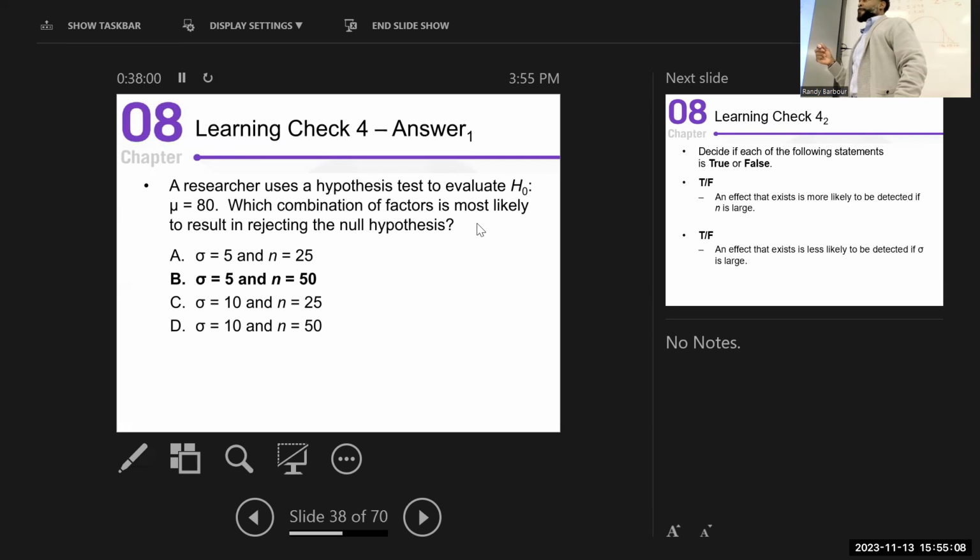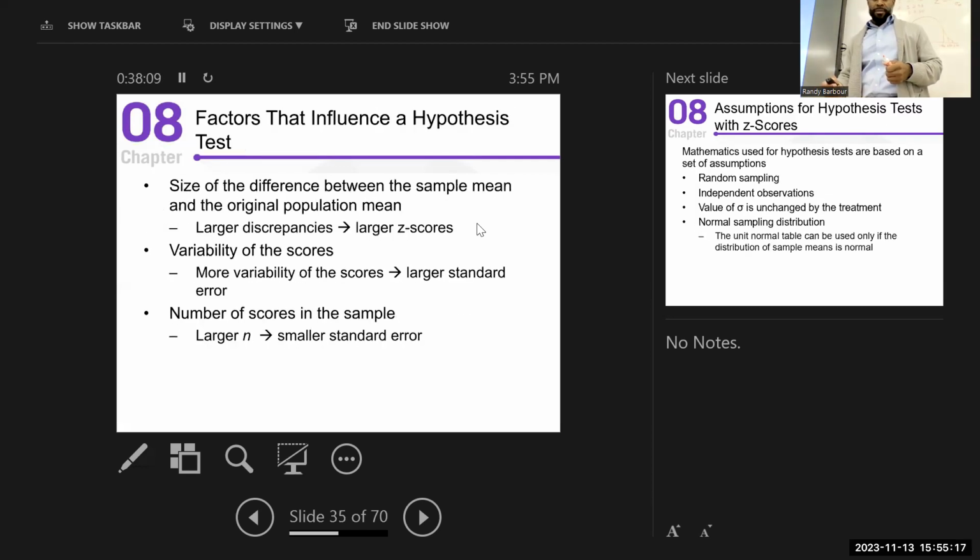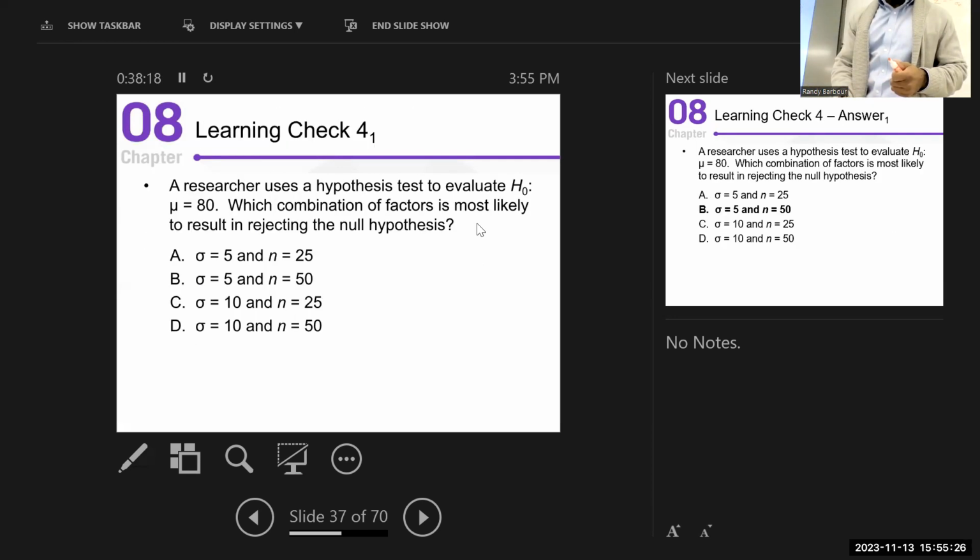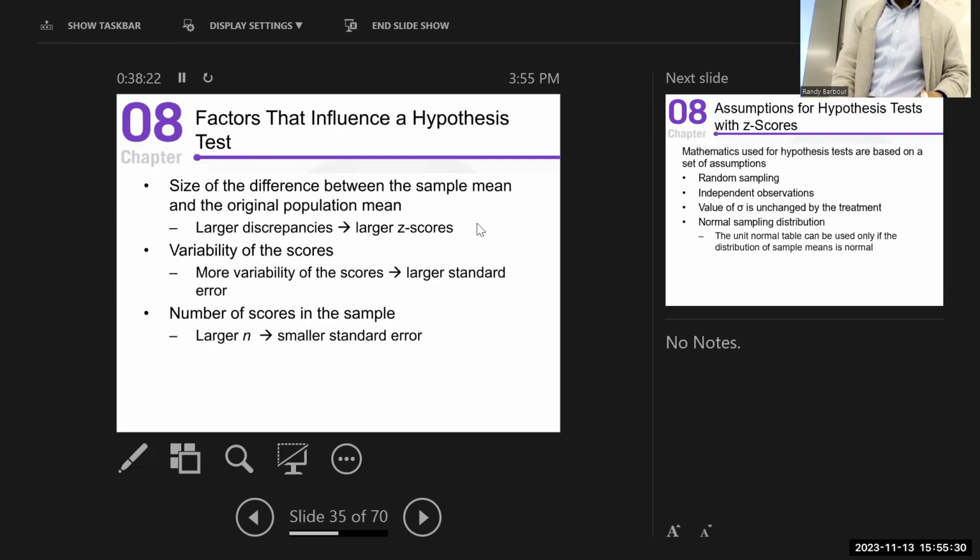Actual answer is B. Let's go back here. So these are influences. It's asking about rejecting the null hypothesis, right? So in order to reject the null hypothesis, you want your z-score to be very large.